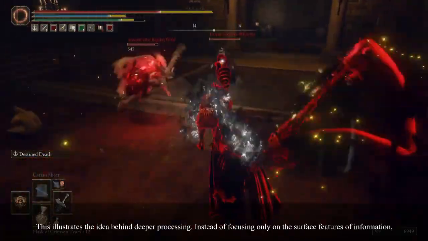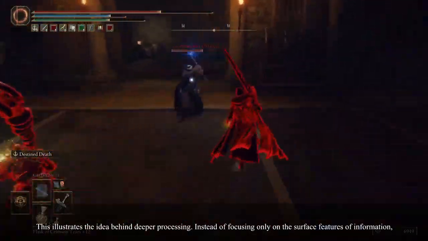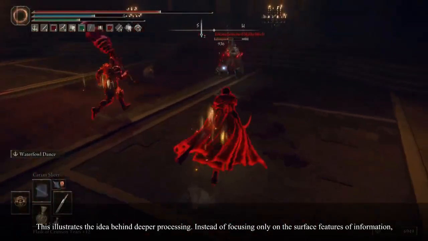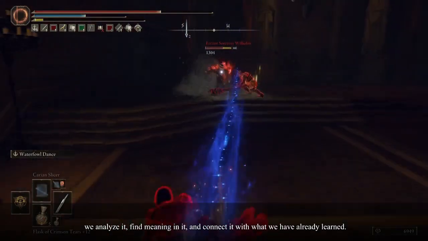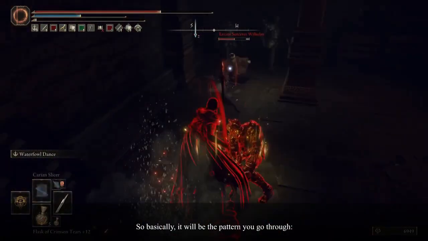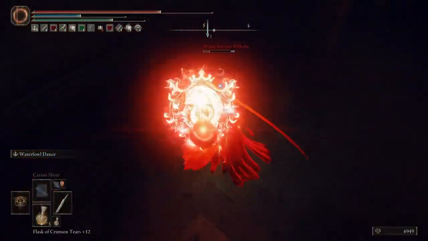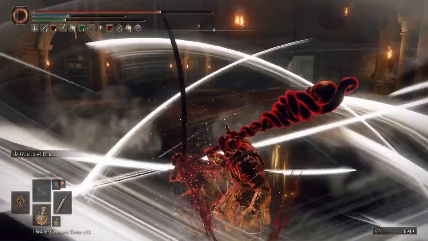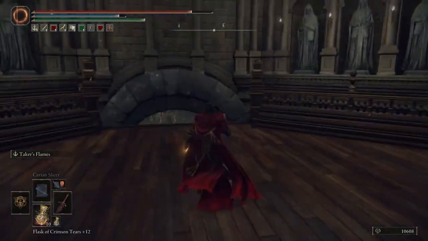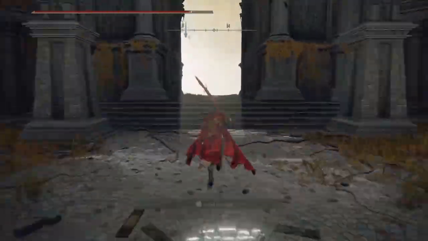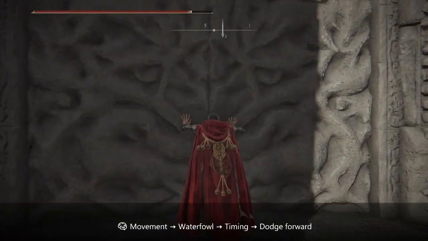This illustrates the idea behind deeper processing. Instead of focusing only on the surface features of information, we analyze it, find meaning in it, and connect it with what we have already learned. So basically, it will be the pattern you go through. First time Waterfowl, you will be like, she is attacking me, then you die. After 20 times, wait, there's a pattern, and then you still die. And then you try again, and on the 50th time, that movement predicts Waterfowl. You die again. So 3 hours later, it's just like: movement, Waterfowl Dance, timing, dodge forward.